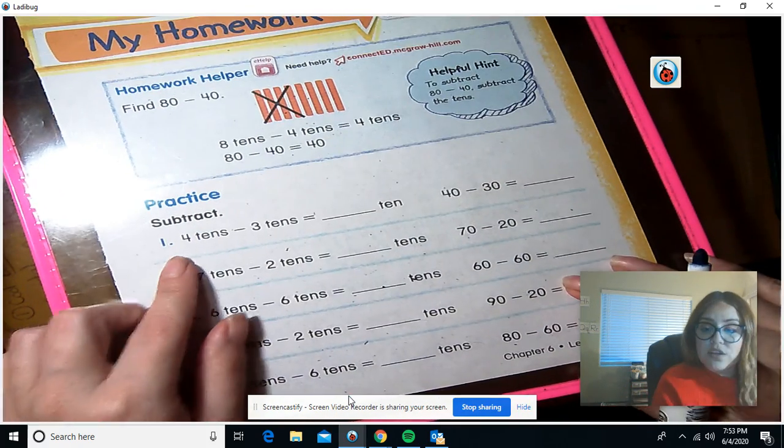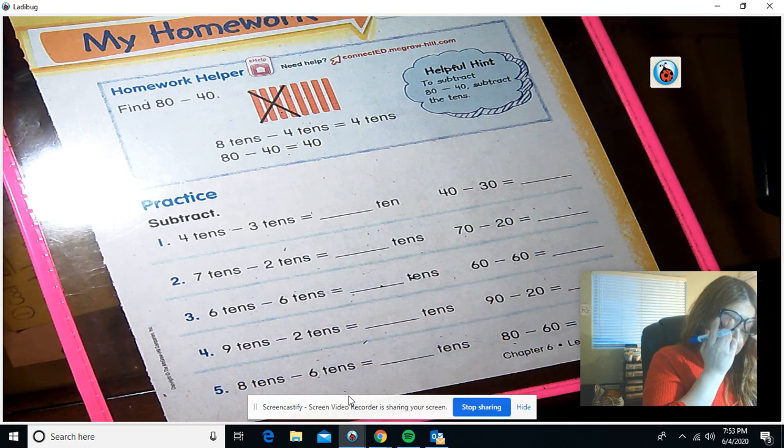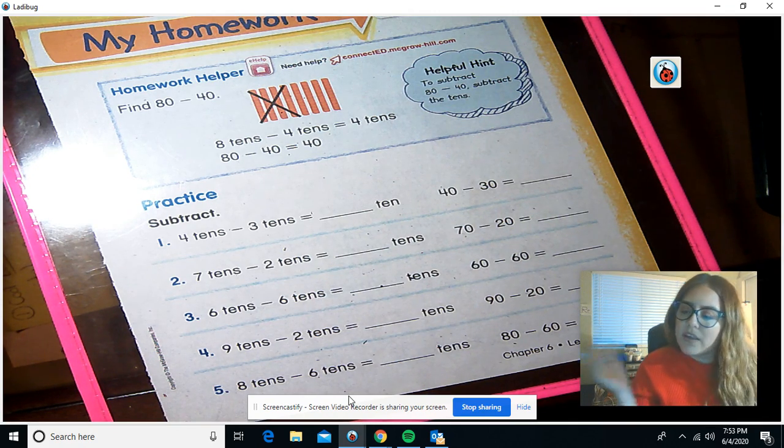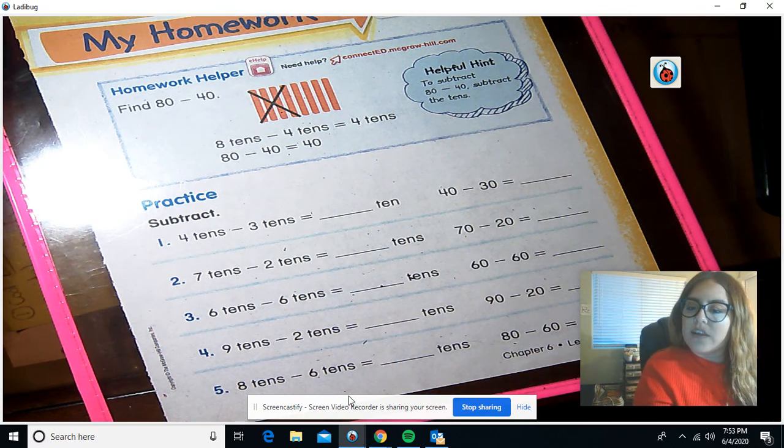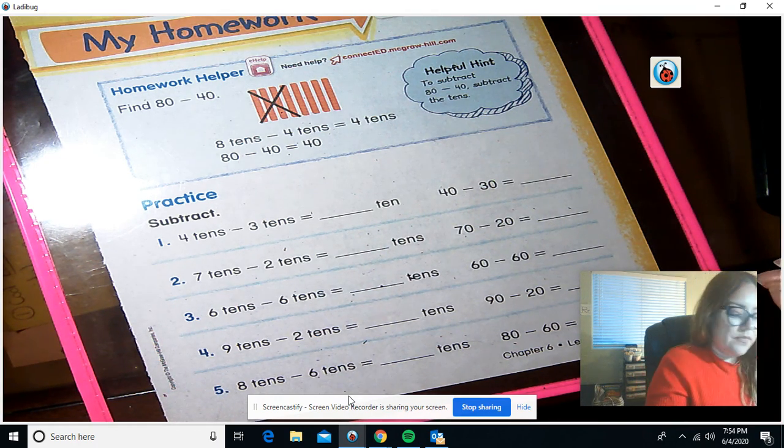Okay, we're not going to do all of them together, so let's pay close attention. If you already know how to do this, you can go ahead and then you can come back and just check your answers. But I need you to check your answer. So you're going to come back and make sure that you did it correctly, okay?